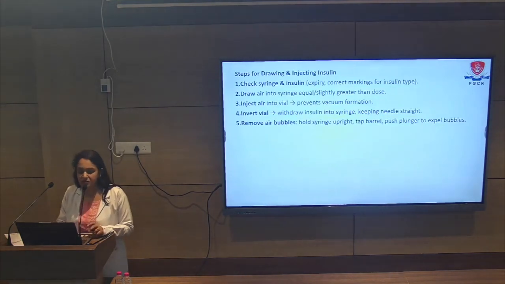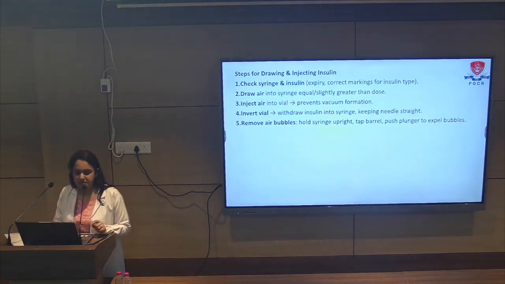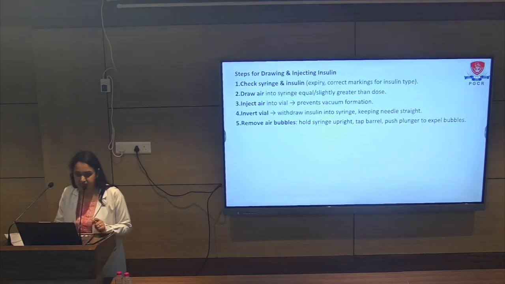Now, how to draw insulin. Check syringe and insulin, expiry, and correct markings for insulin type. Draw air into the syringe equal to or slightly greater than the dose. Inject air into the vial. This prevents vacuum formation. We invert the vial and withdraw insulin into the syringe, keeping the needle straight. Remove air bubbles: hold the syringe upright, tap the barrel and push the plunger to expel the bubbles.